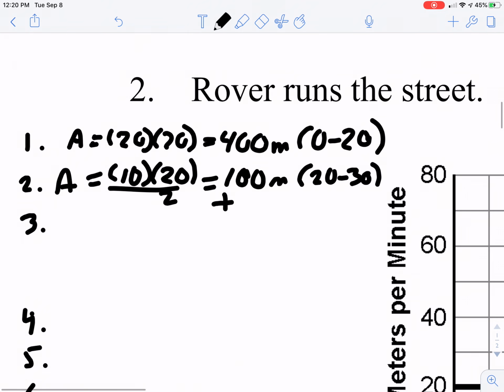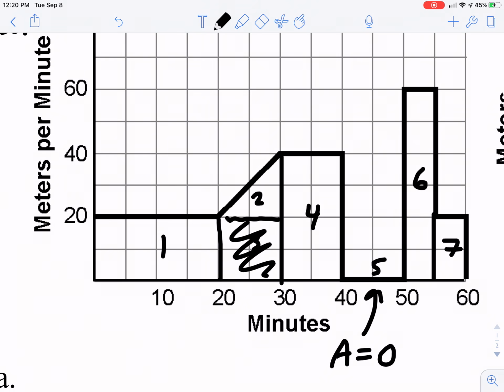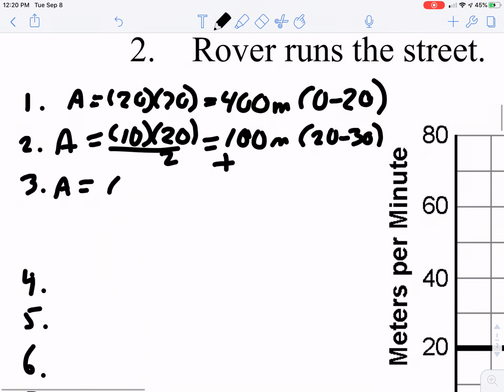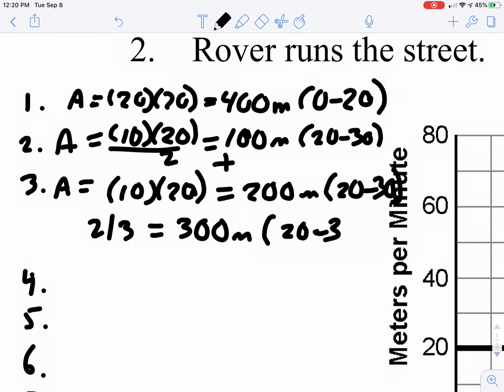And we need to add to this area 3. Now area 3 would be this rectangle right here. That's actually a square. So 20 times the 10 would be 200 meters. Again, for 20 to 30 meters. So all in all, area 2-3 is going to be 300 meters for the 20 to 30 minute time interval. Okay, so I had to basically find the triangle, find the rectangle, and add them up.